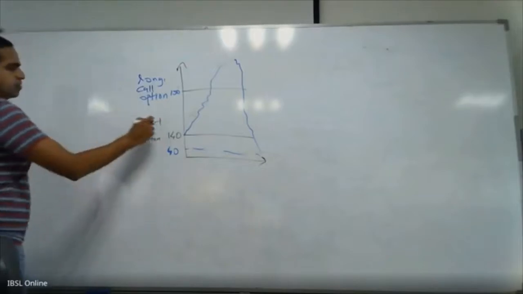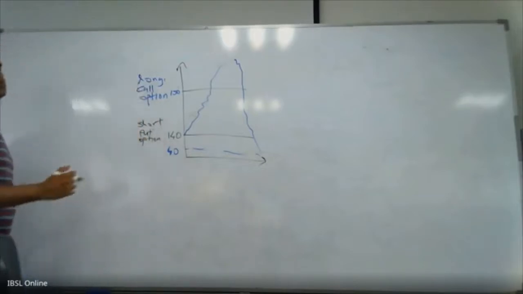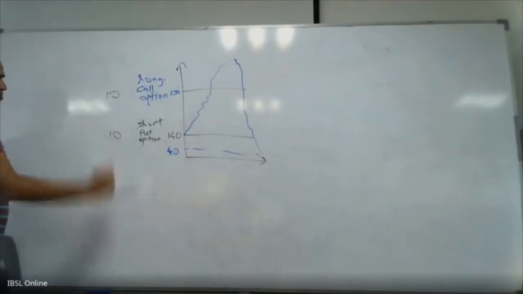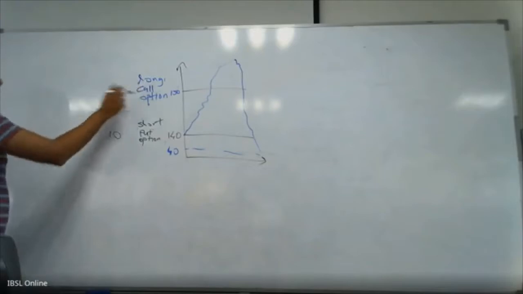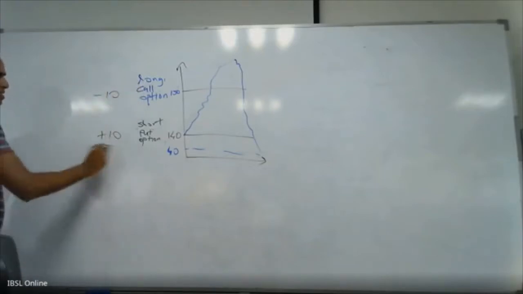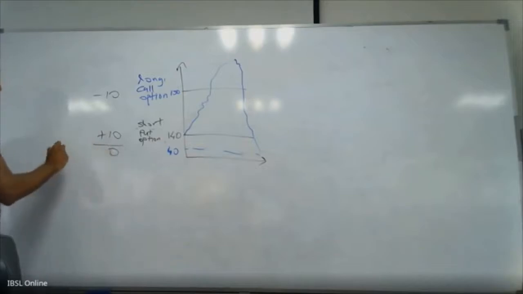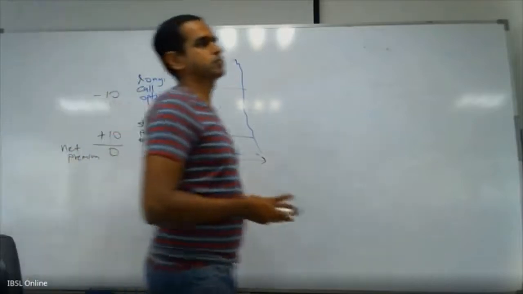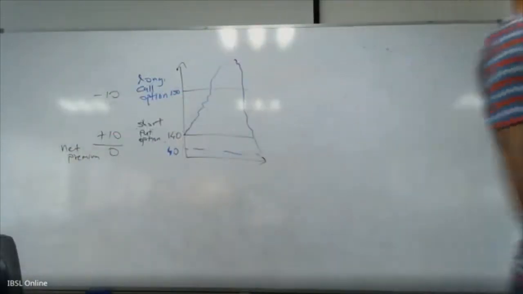Right. So what would have happened is, assuming call option premium was 10, put option premium was also 10. They bought a call option, which means they are paying a premium. Here they are receiving a premium. So the net premium is 0. That's why it is called a zero cost collar.